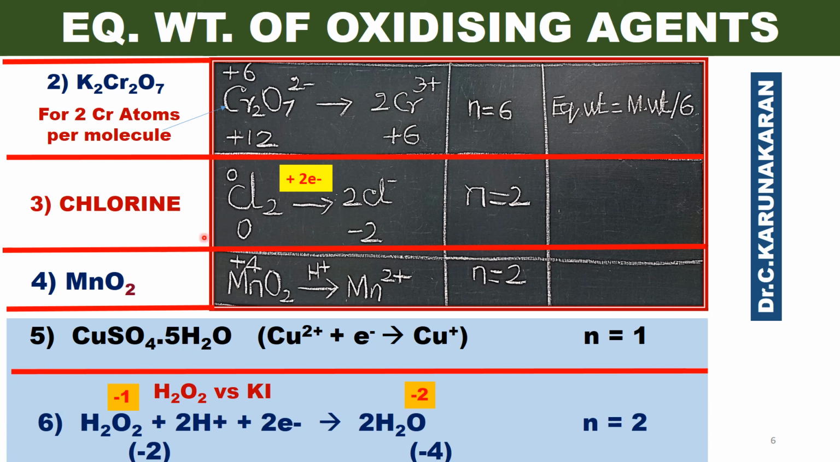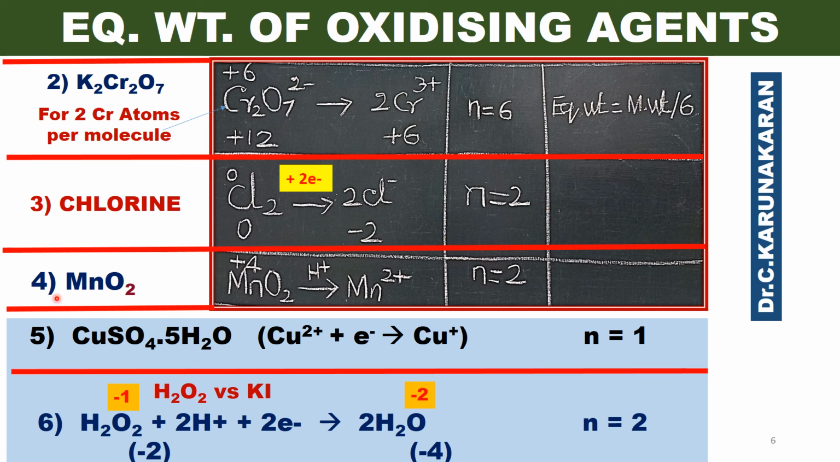Similarly, chlorine is also a powerful oxidizing agent. Iodine is a weak oxidizing agent. Chlorine as an oxidizing agent is itself reduced, so plus 2 electrons gives 2 Cl minus, therefore N equals 2. N is the number of electrons gained or lost, or the change in oxidation number. For example, plus 2 electrons gives 2 Cl minus, from 0 oxidation number. So the change in oxidation number N equals 2.